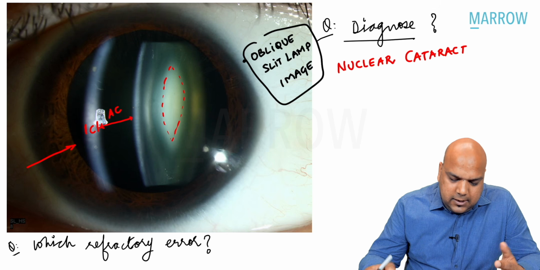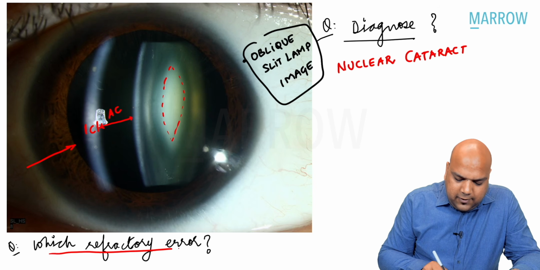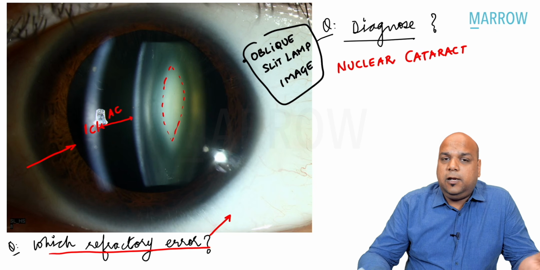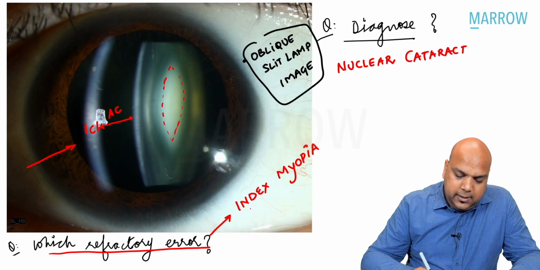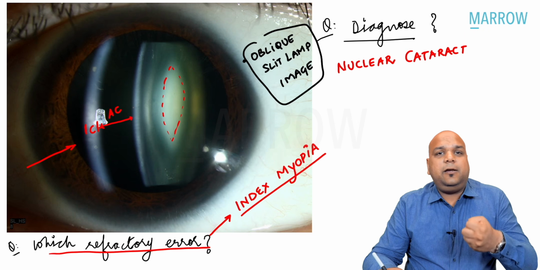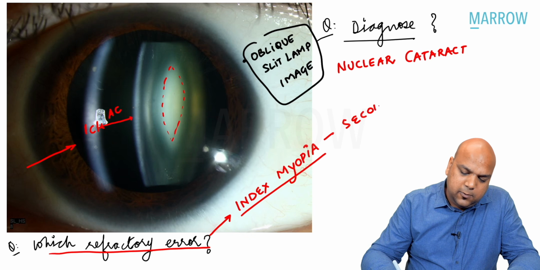Now, the question is, given the pathology seen in the photograph, what is the refractive error? So basically, they are asking which refractive error is caused by nuclear cataract. All of us should remember that it causes index myopia, because nuclear cataract leads to increased density of the nucleus, which leads to increased refractive power, which leads to index myopia, and index myopia can cause second sight phenomena.